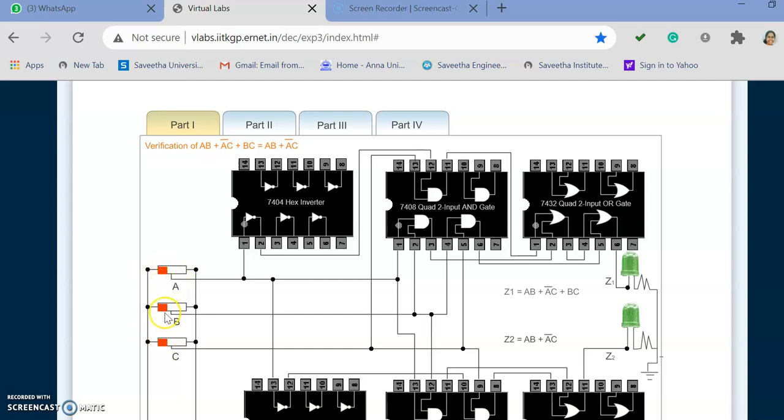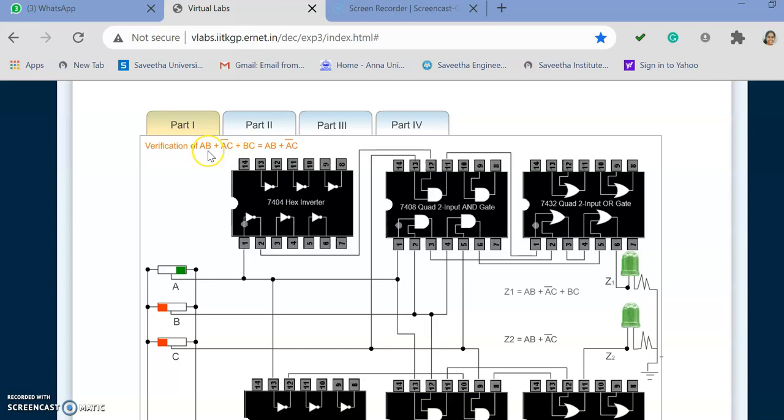Right now it is all 0. If I want to make it 1, I need to click on this. When I click on this, you can see it has turned green, and this is your 1. Now A is 1, B is 0, C is 0. You can just substitute for A, B and C in this expression and see.